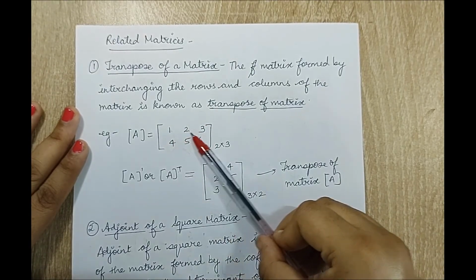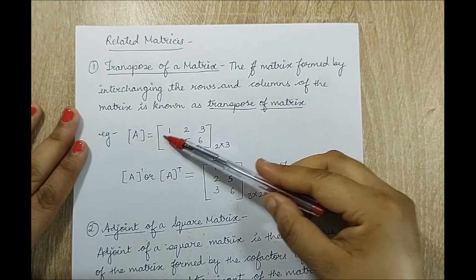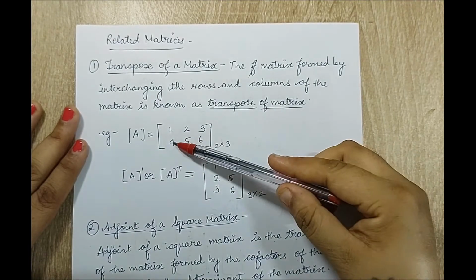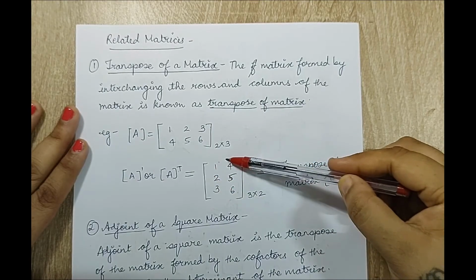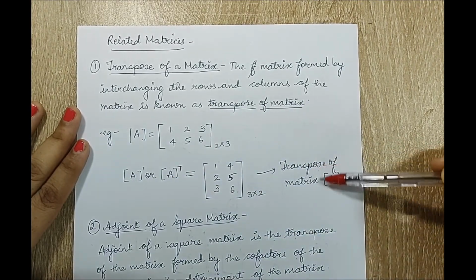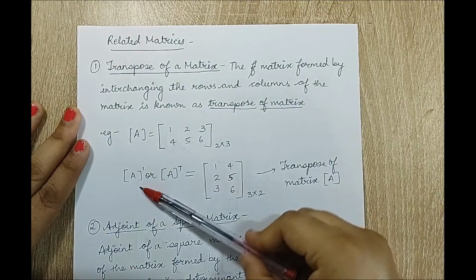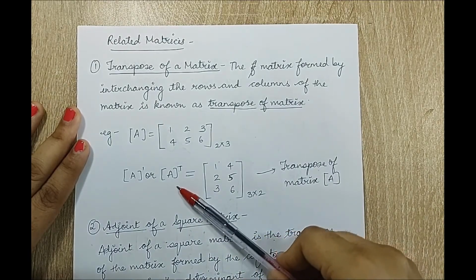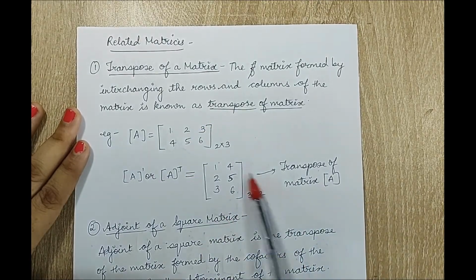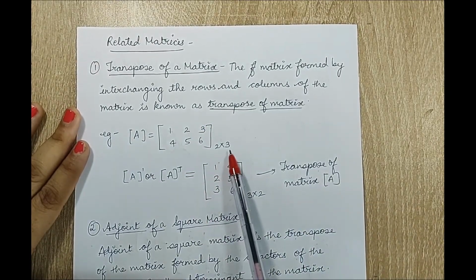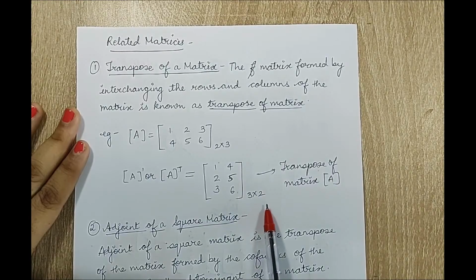When I write the row as a column, if you observe here, 1, 2, 3 becomes a column, 4, 5, 6 becomes another column. This matrix which is formed now will be called the transpose of matrix A. It is denoted by A dash or A raised to T. This T stands for transpose, so A transpose. This is how it is written. You can observe the order was 2 by 3. It has now become 3 by 2.